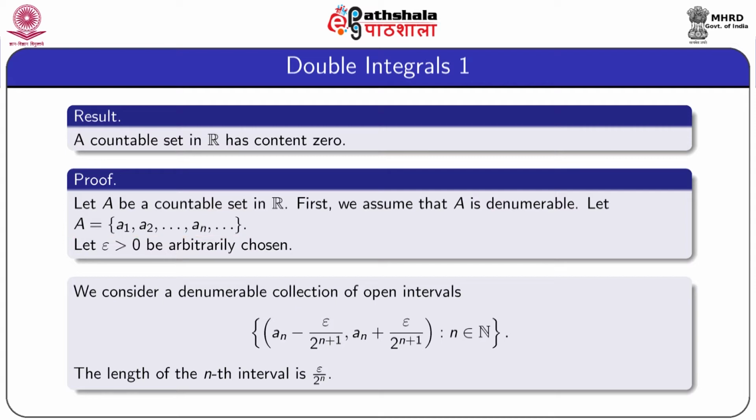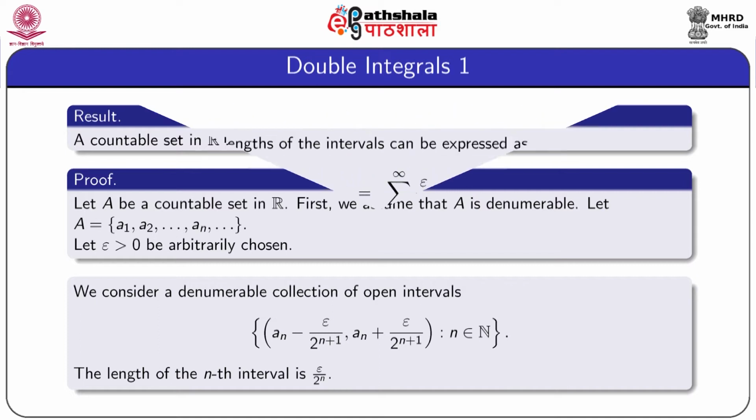We choose epsilon positive arbitrarily. Now we consider a denumerable collection of open intervals with left end point an minus epsilon by 2 to the power n plus 1 and right end point an plus epsilon by 2 to the power n plus 1. Here n is any natural number. Now one can check that the length of the nth interval is epsilon by 2 to the power n.